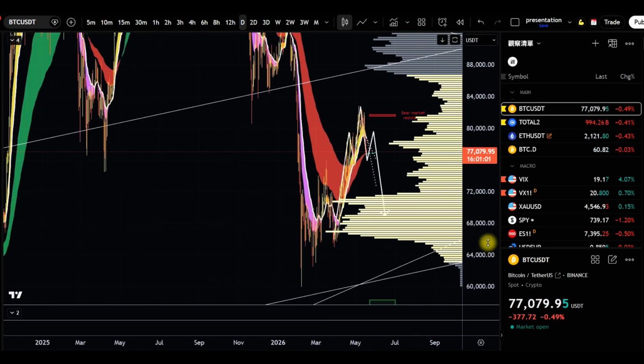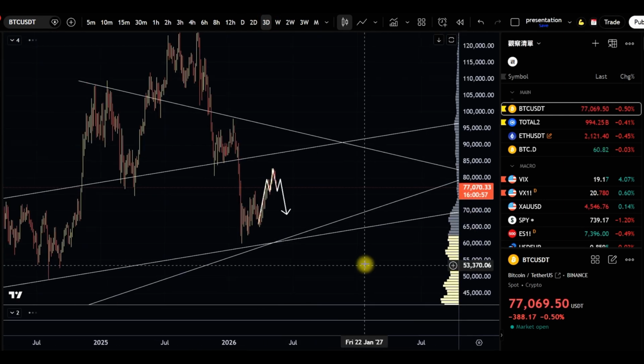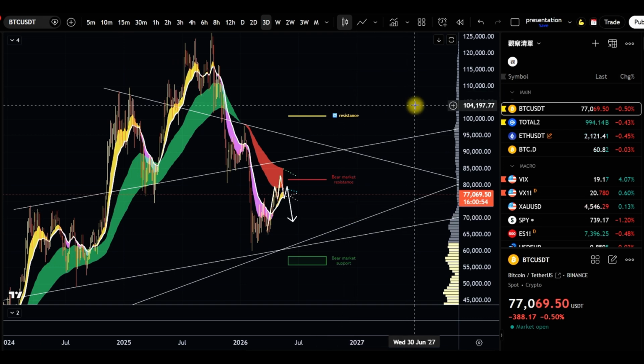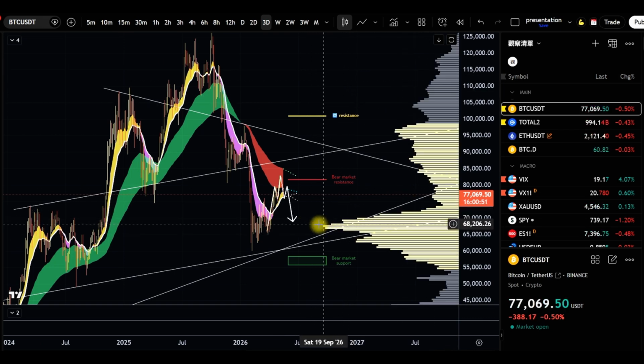If I zoom out a little bit, you will see something like this. This area below is the peak of this volume profile. There's a lot of buyers and sellers at this area, so this can act as a potential support.